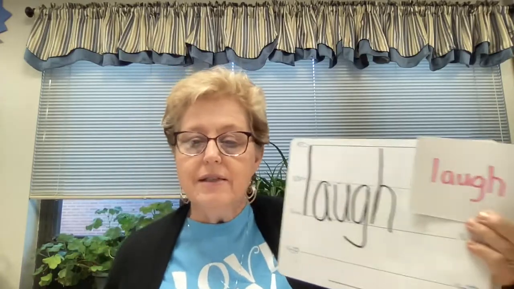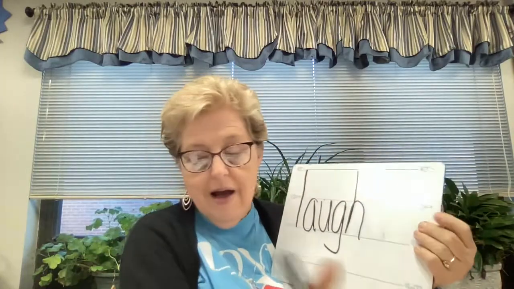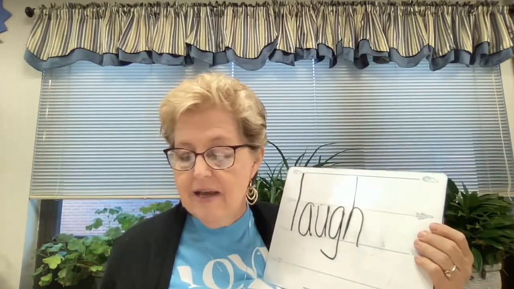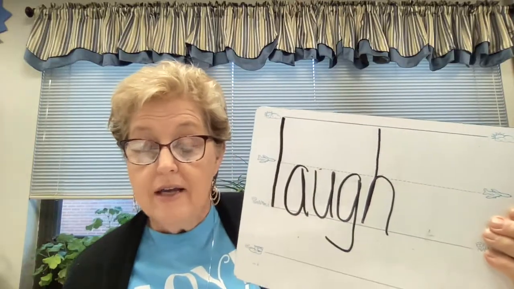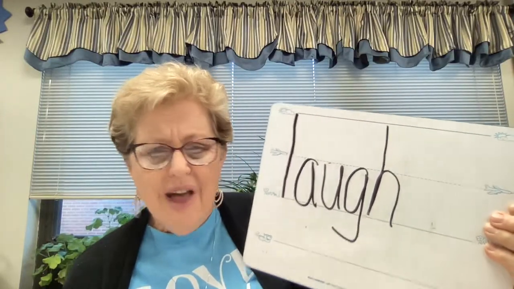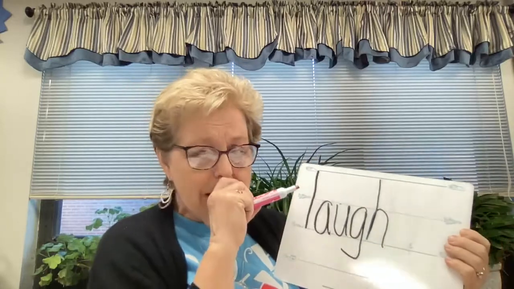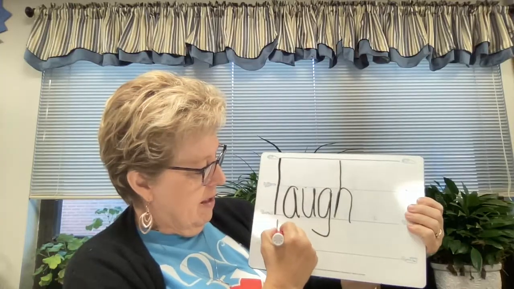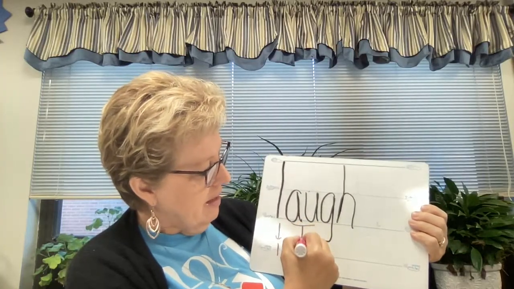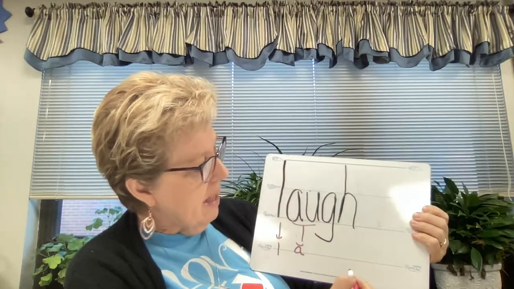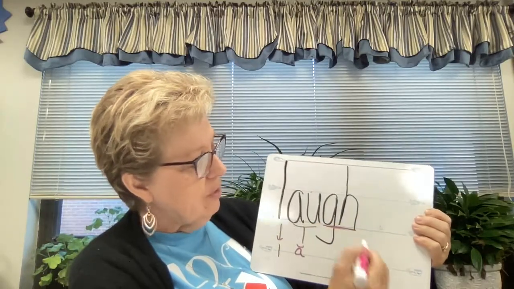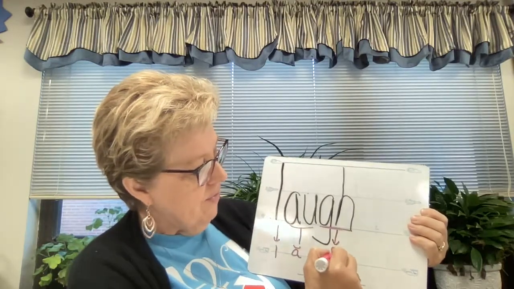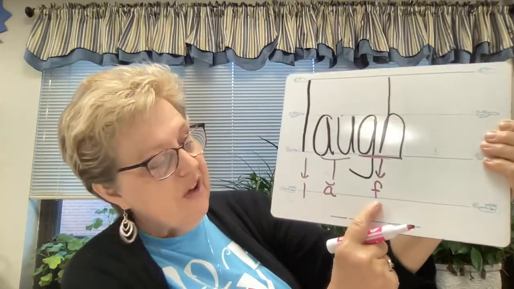Now, can you tell what makes this a trick word? I just told you that AU and AW makes the sound of aw. Do you hear aw in this word? Laugh. No, you hear a short A. That's what makes it a trick word. The AU makes the sound of short A. L-a. And what about the GH? What sound does the GH make? That's right. It makes the sound of F. Laugh. Laugh.